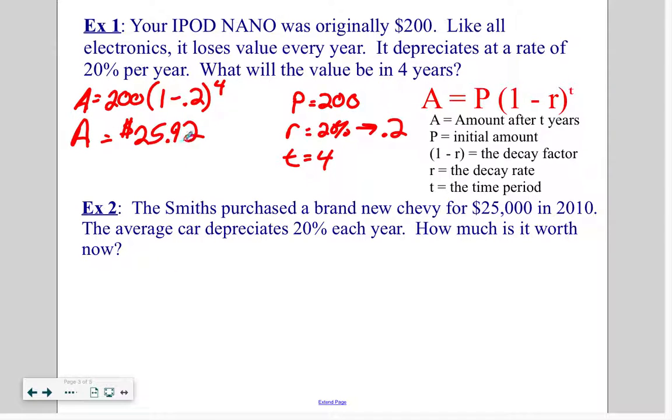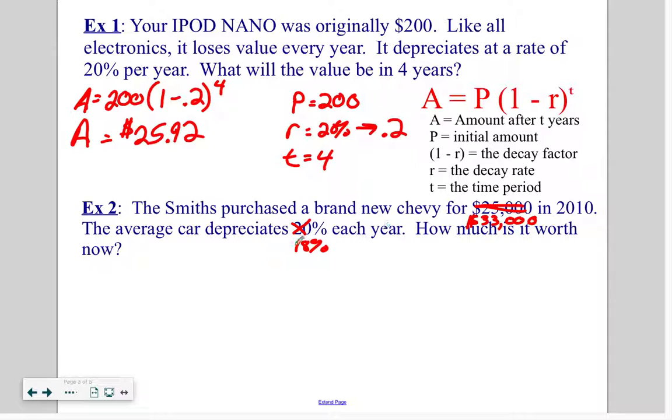Well, you think that's kind of weird? Think about a new car. The Smiths purchased a brand new Chevy for, I think I changed it for you all, didn't I? I think we called the Chevy $33,000. My bad. $33,000 in the year 2010. The average car depreciates at 20%. Oops, we changed this to 18% because Chevys are getting a little bit better these days. 18% each year. How much is it worth now?